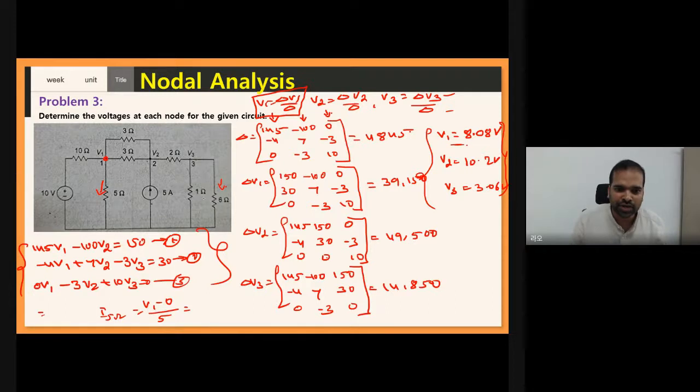Suppose you want to find the current flowing through the 6 ohm, what do you do? This node voltage is V3, and the reference is 0, so V3 minus 0 by 6. You already know V3 and you know the 6 ohm resistance value. Then you can find the current flowing through the 6 ohm. Like that, you can find any branch current using these node voltages. Okay, I hope this concept is clear to you. Thank you.